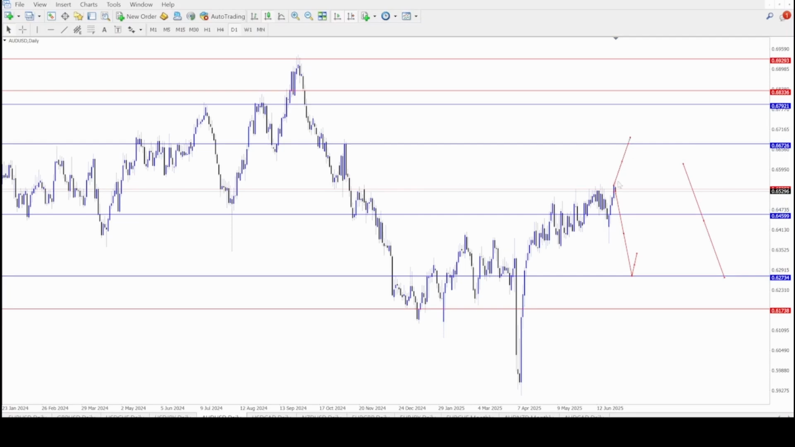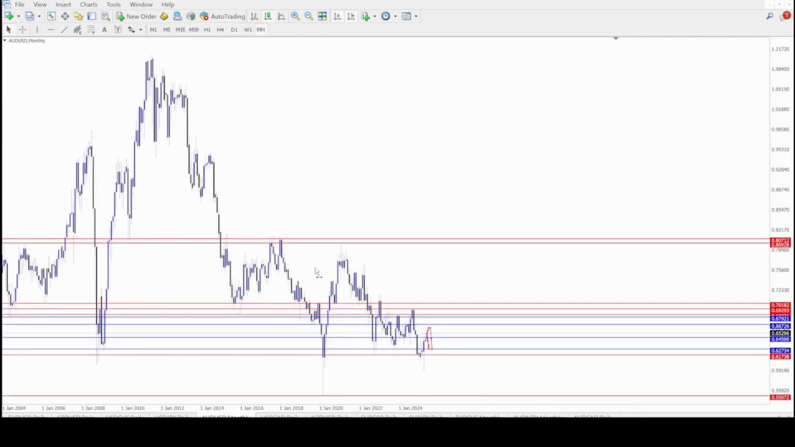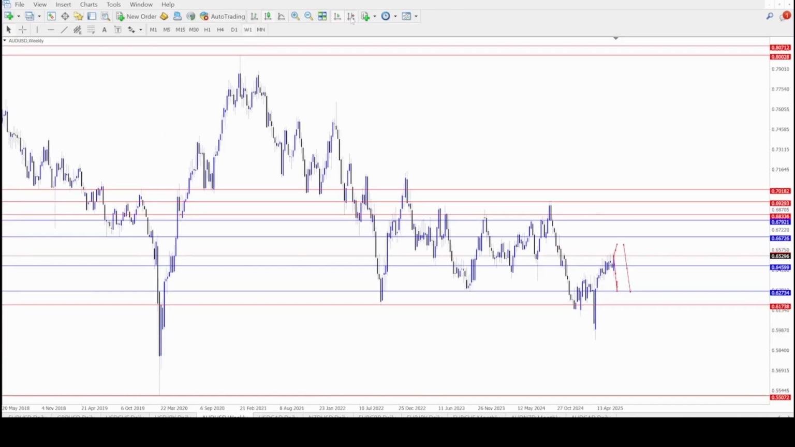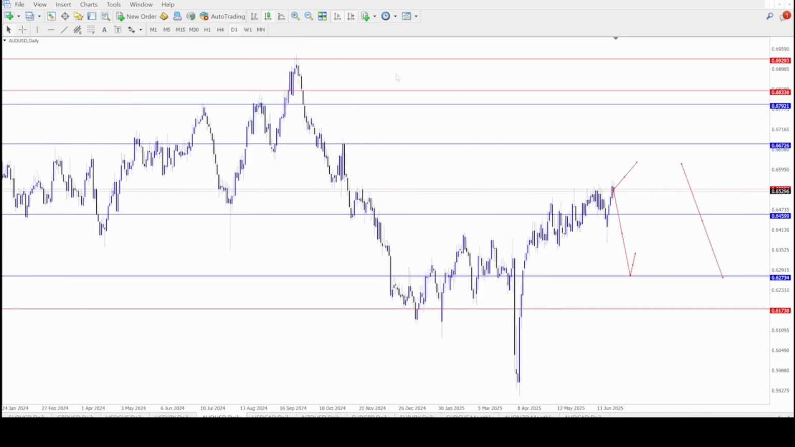For AUDUSD, okay, first let me show you. The market is a bearish market. We can see that it's quite clear. I think it's clear on the weekly time frame. Yeah, we can see it's a bearish market. We're seeing lower lows where we have not seen major breaks above the highs. So I'll consider this as a bearish market.